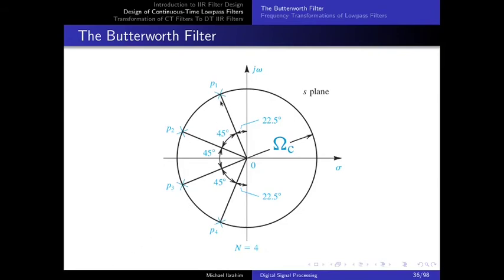For n equals 4, the same applies. We'll have P1 complex conjugate to P4, P2 complex conjugate to P3. The poles are separated by angle pi over 4, and again all are located on the circle of radius omega c.